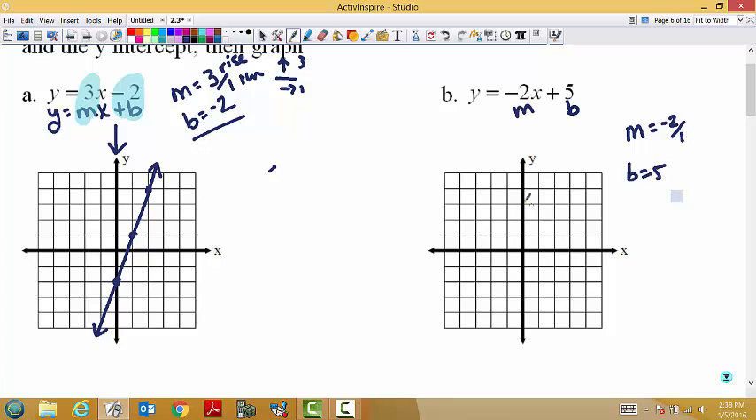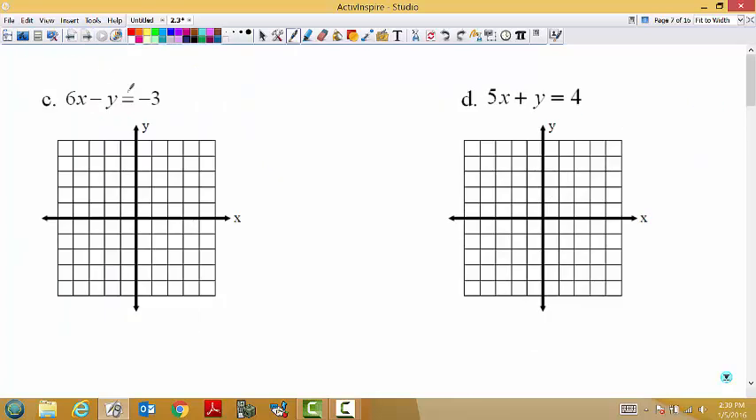So I'm going to begin on my y-axis, never on your x-axis, on my y-axis at 5. 1, 2, 3, 4, 5. And then my slope is down 2 over 1. That means I'm going to go down 2 and over to the right 1. So I'm going to go down 2 over 1, down 2 over 1, down 2 over 1, like that. And you just connect your dots. You don't have to put that many points if you don't want to.